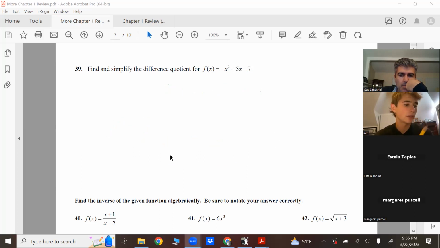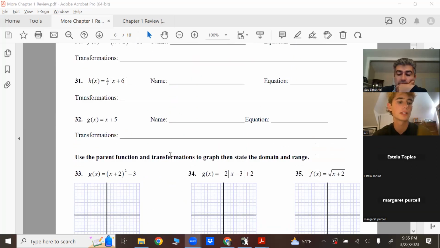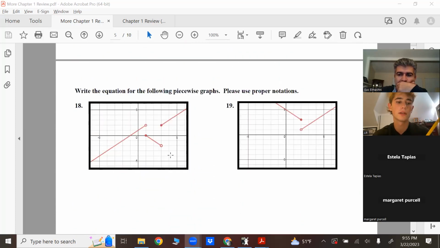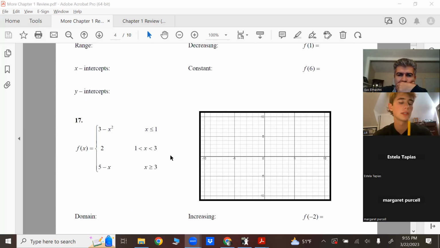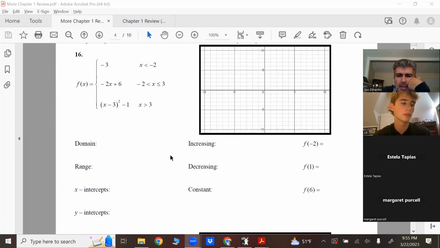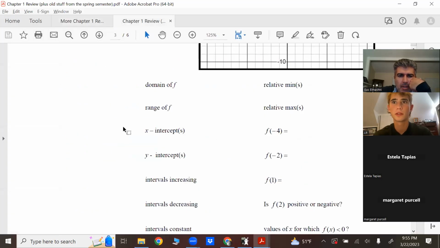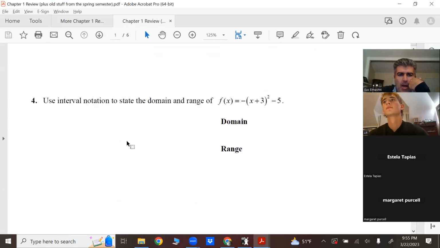And then there's one on the pack you gave us where it says number 4, use interval notation to state the domain and range of f of x equals negative (x plus 3) squared minus 5. How would I approach that? What are you talking about? I'm sorry, it's on the review packet that you gave us from school, number 4. Oh, hold on, let me pull it up. Okay, give me a sec.